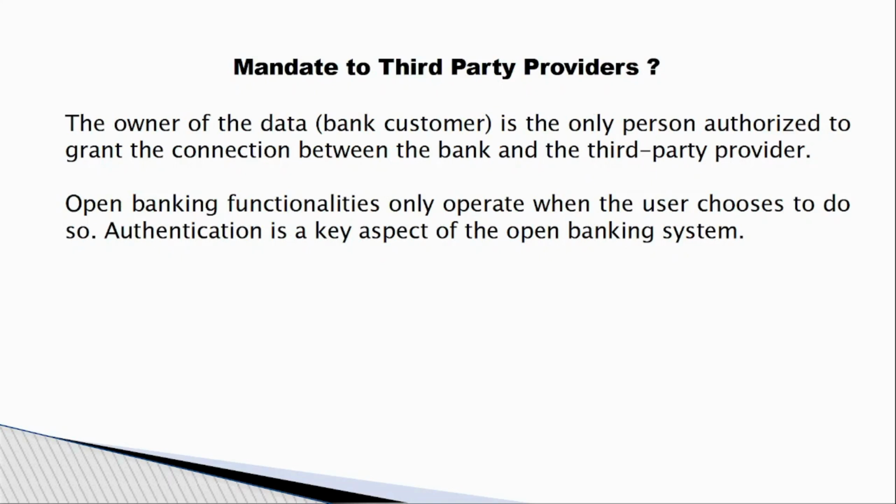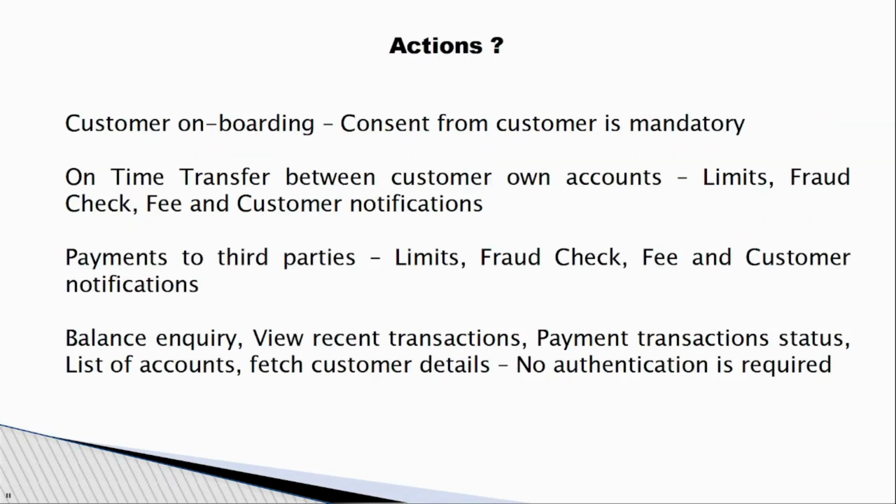So, mandate to third party providers. We already discussed that the owner of the data, the customer, is the only person authorized to grant the connection between the bank and the third party. Once you give the mandate to third party providers, only then will your data be shared from bank to third party providers. Open banking functionality only operates when you choose and accept authentication. So here, the customer has to choose, and authentication is the key aspect of open banking. You have to maintain your password secretly and it should not be shared with anybody.